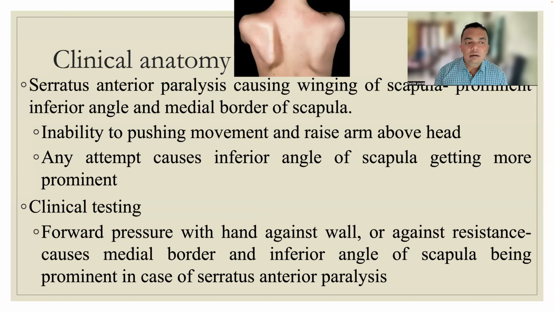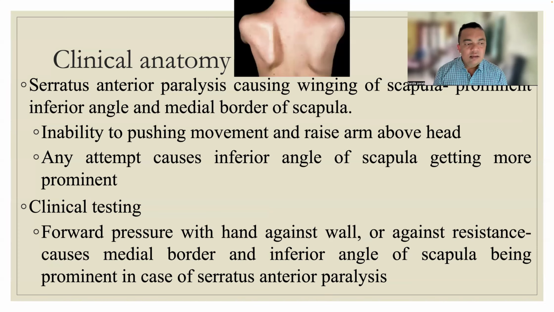The patient won't have the ability to properly do the push movement or punch movement. Even if you ask them to raise the arm above head level, they won't be able to do it. They will face weakness in the serratus anterior, because of which this cannot be done. If you ask a patient to perform those movements, either pushing or punching or raising the arm above head level, the inferior angle of the scapula will become more prominent. From there we can say that yes, the patient has weakness of the serratus anterior.